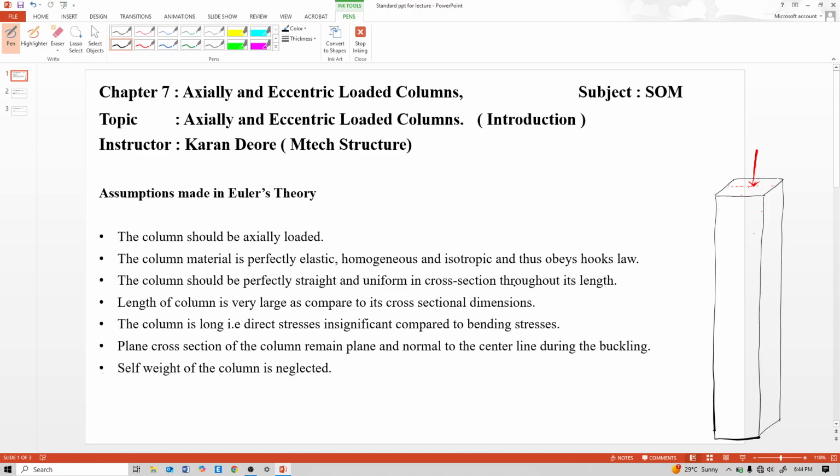And thus it obeys Hooke's law. We had seen that Hooke's law says that within the proportional limit, stress is directly proportional to strain. So this is Hooke's law. If stress increases, then strain increases. This is Hooke's law.